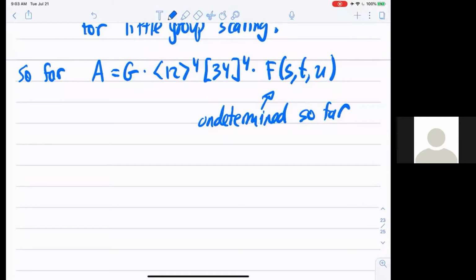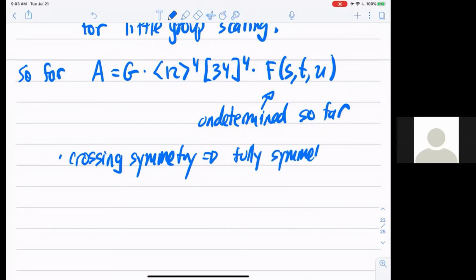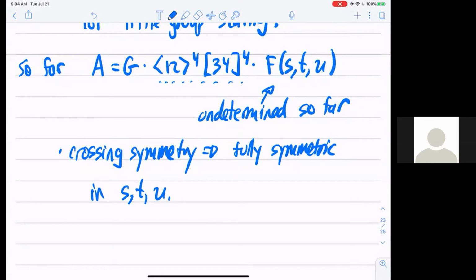We also know crossing symmetry tells us that it should be fully symmetric in STU. Here there's a little subtlety again, because you also have to worry about how crossing symmetry, you might worry about this prefactor here and how you switch a helicity plus two state to helicity minus two if you analytically continue it from the in-state to the out-state. But let me not go into that detail at the moment and just claim, seems reasonable, that the effect of crossing symmetry is that this function S should be fully symmetric.